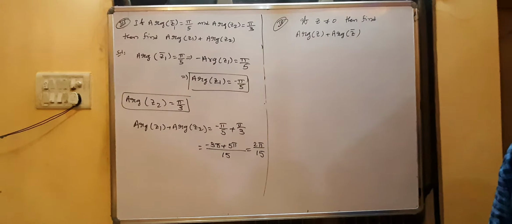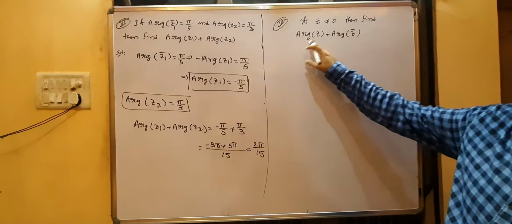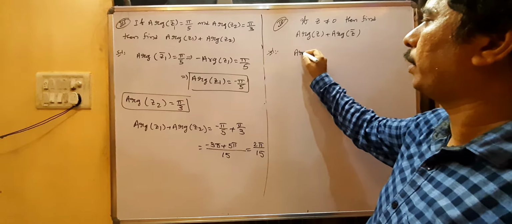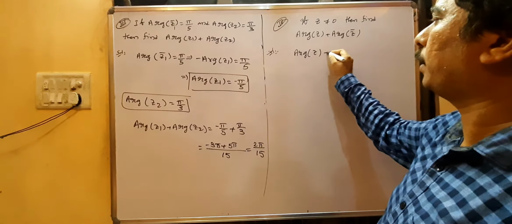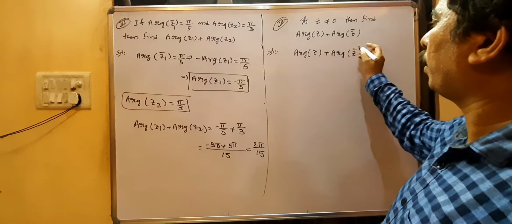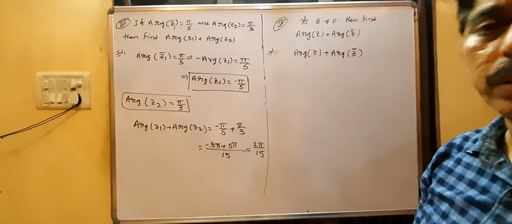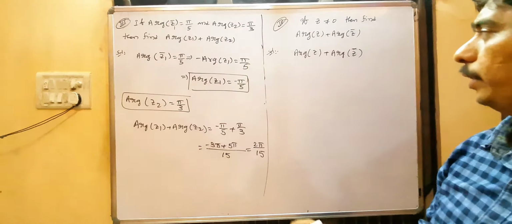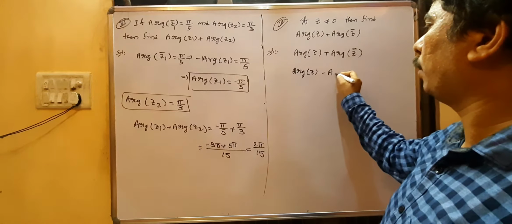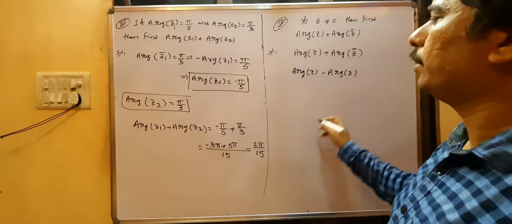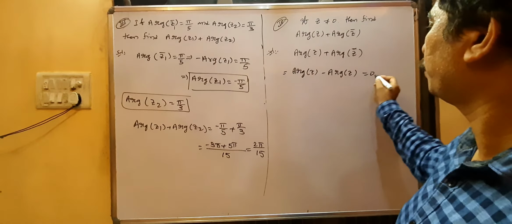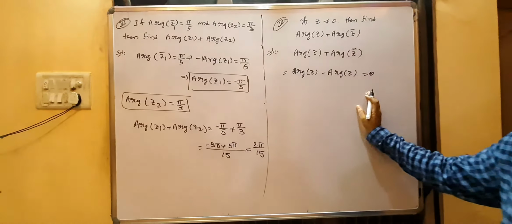Z value not equal to 0, then you have to find the argument of z plus argument of z conjugate. We know very well that argument of z conjugate is minus argument of z. So this is the argument of z minus argument of z, which means obviously 0. Copy it.